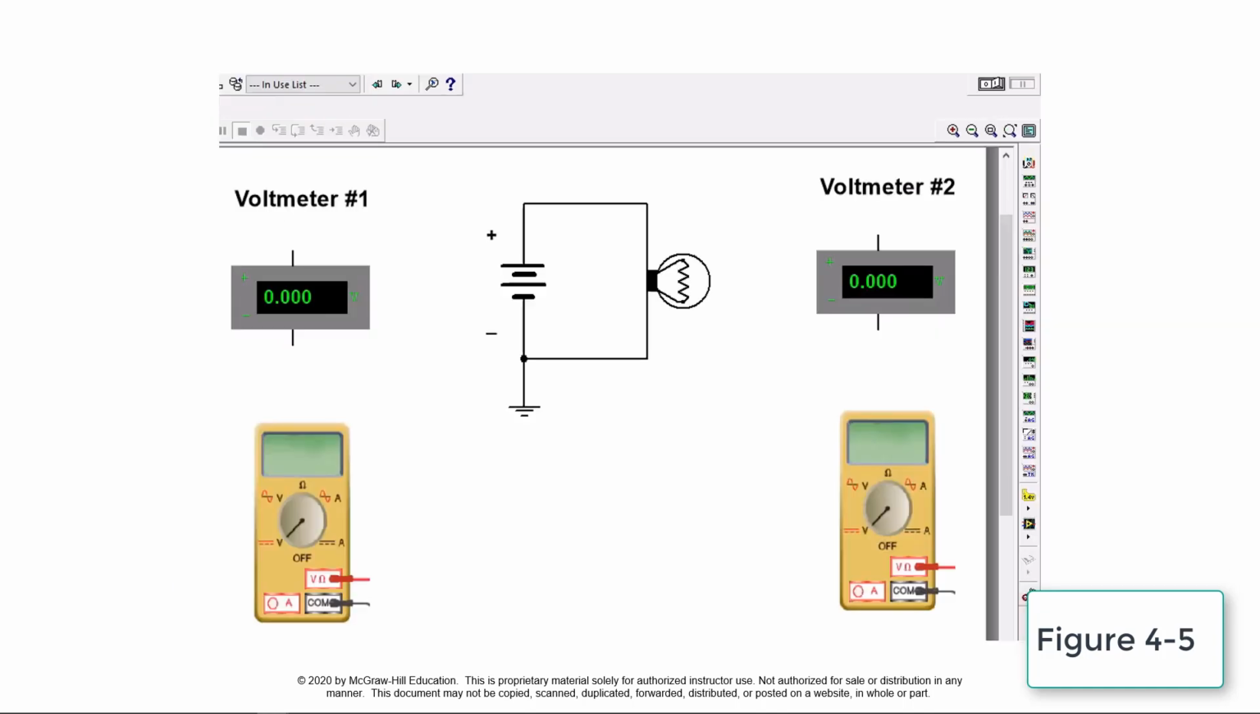This demonstrates the proper connection of voltmeters into the circuit in order to measure the voltage. A voltmeter is used to measure the voltage or potential difference of a load or voltage source as illustrated in this simulation.